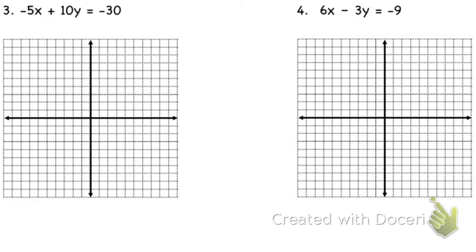Okay. So let's look at number 3. Negative 5x plus 10y equals negative 30. We're going to do the same exact thing here. Which intercept do you want to find first? Okay, I heard x. Okay, let's do x.